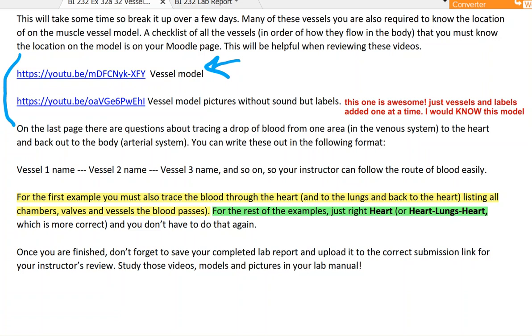And that's okay, but I really, really, really like this one. It's the vessel model pictures with no sound but labels. They just go area by area, and they show you the area, and then they draw an arrow to a vessel, and then they put the name. And it's just really useful. So that's the one I would spend your time on.